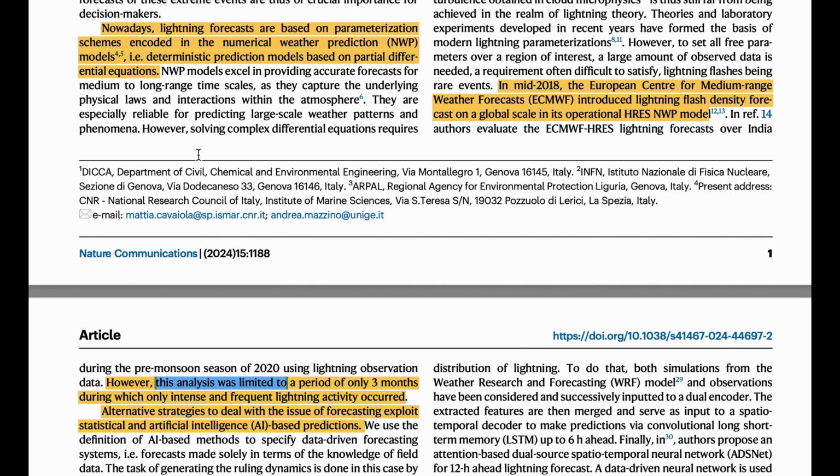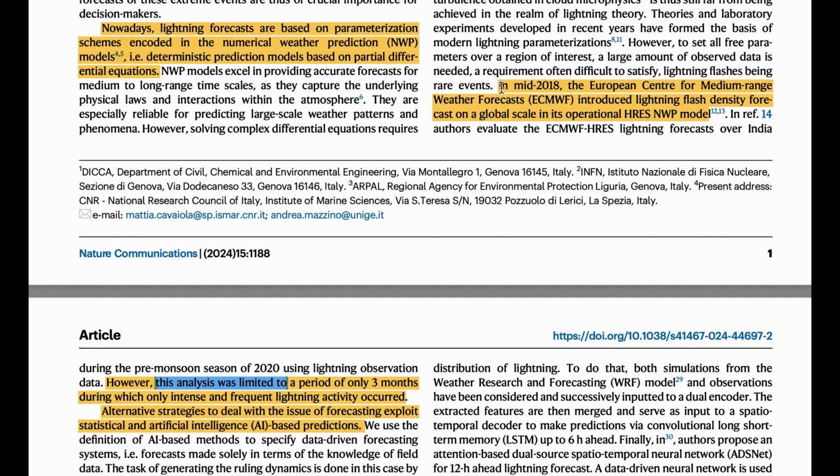Nowadays, lightning forecasts are based on parameterization schemes encoded in the numerical weather prediction models. For instance, deterministic prediction models based on partial differential equations. So they start to talk about lightning forecast techniques. And then they moved on and said in mid-2018, the European Centre for Medium Range Weather Forecast introduced lightning flash density forecast on a global scale.